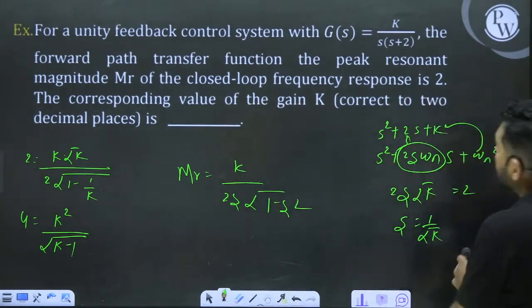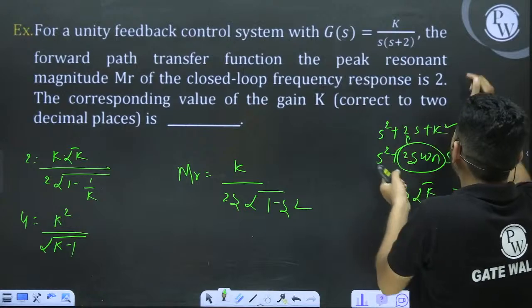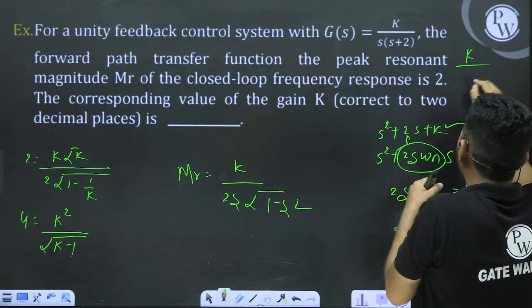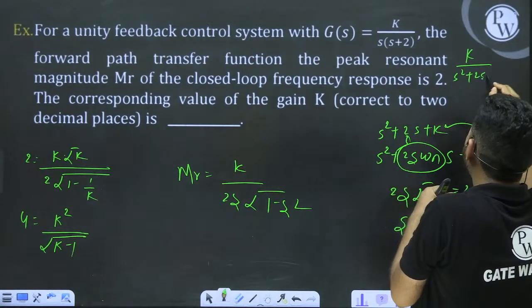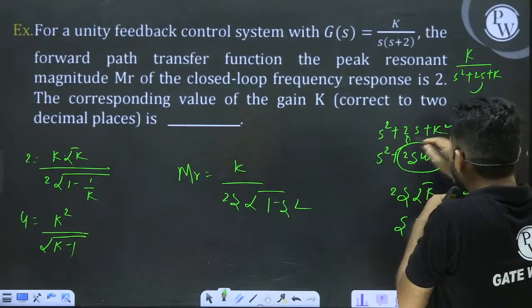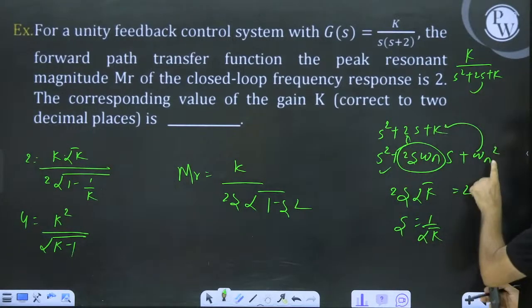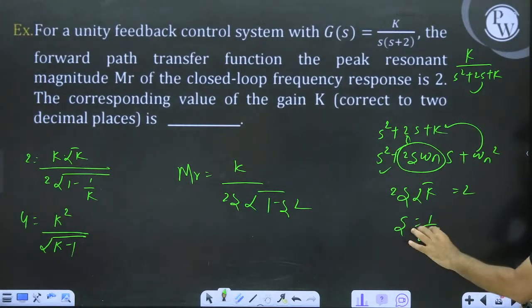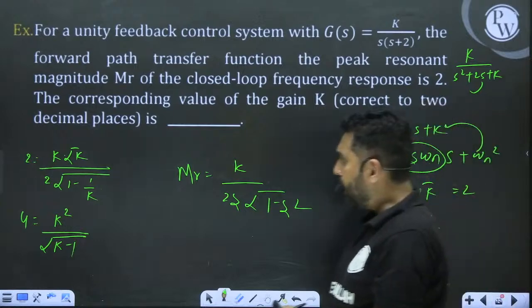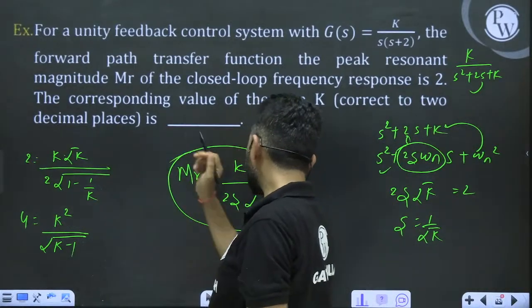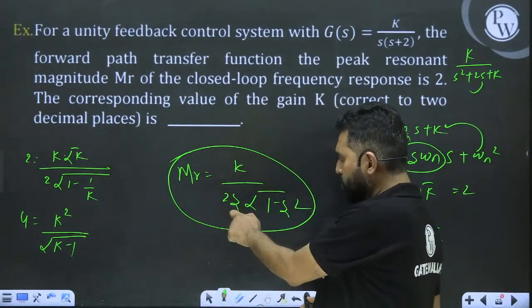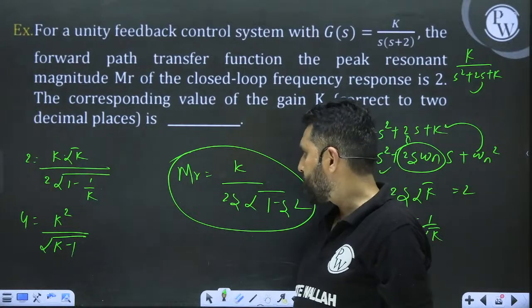See here, this is the open loop transfer function. So the closed loop will be s square plus 2s plus k. Compare with your standard form, you will get omega n as root k. So from this, zeta you will get as 1 by root k. Mr is k divided by 2 zeta root of 1 minus zeta square.